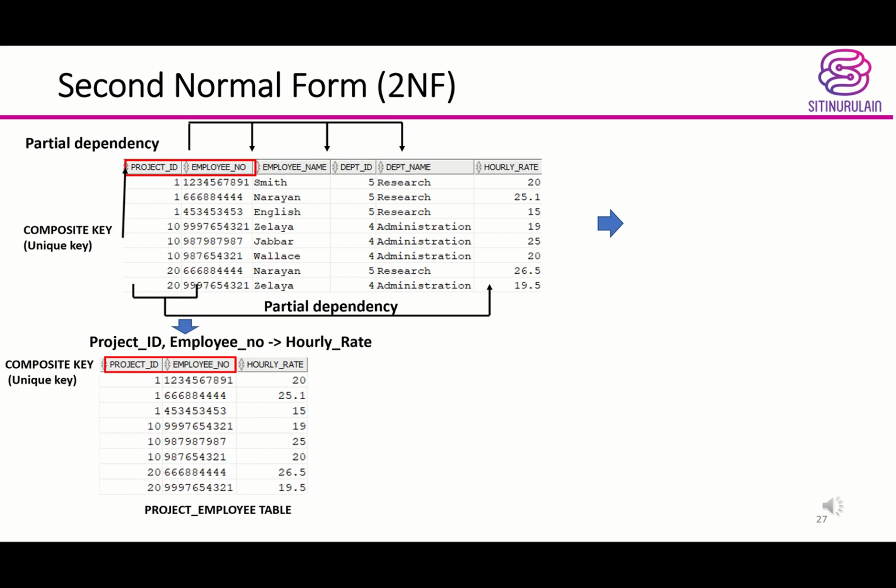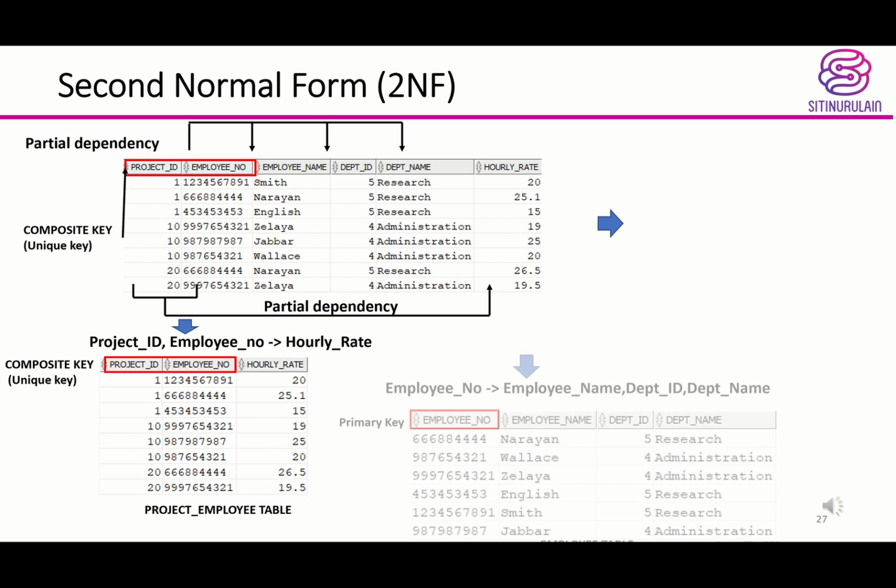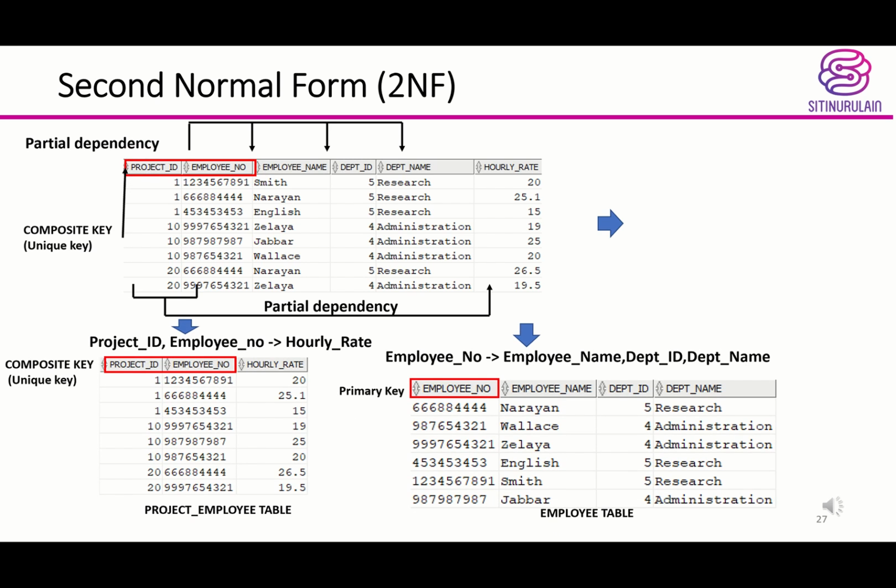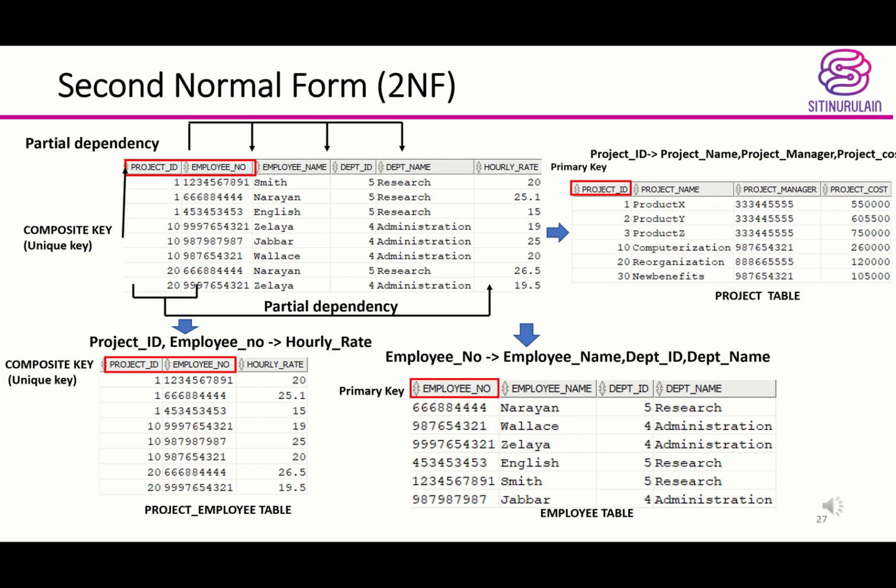The first table, named project_employee, consists of project_ID, employee_no, and hourly_rate. The project_ID and employee_number are the composite key of this table. The second table, named employee, consists of employee_number, employee_name, department_ID, and department_name. The employee_no is the primary key of this table. The third table, named project, consists of project_name, project_manager, and project_cost. The primary key of this table is project_ID.